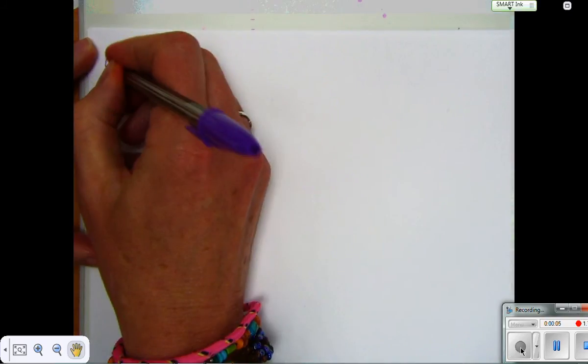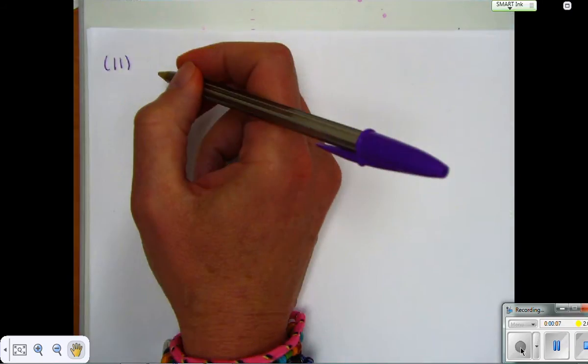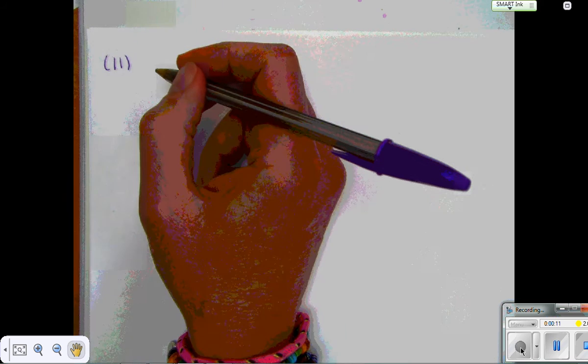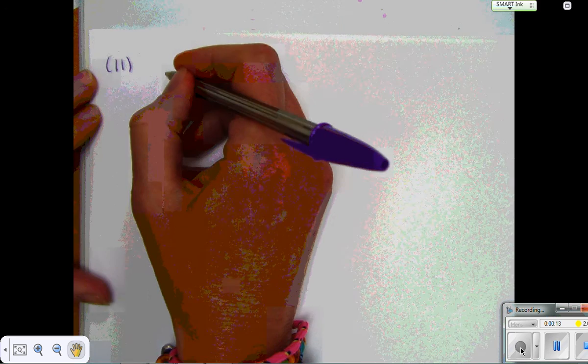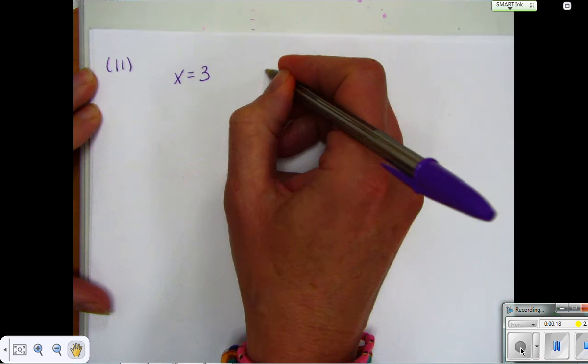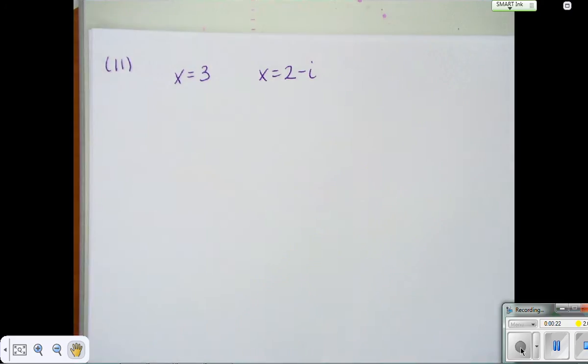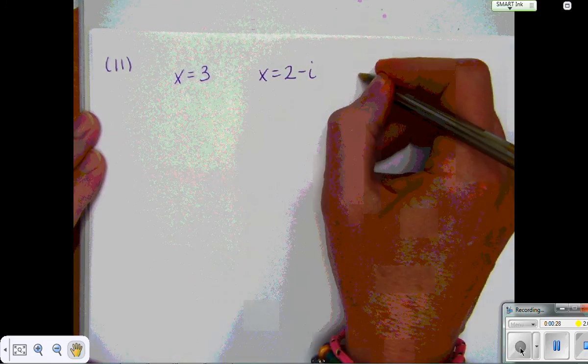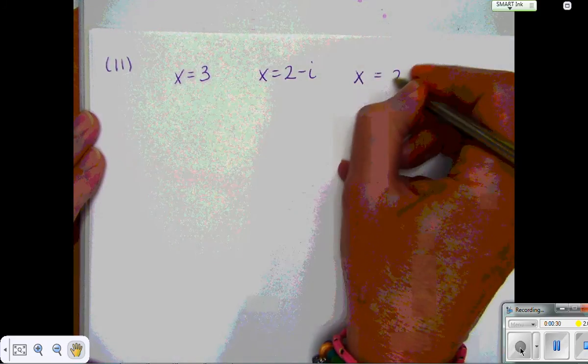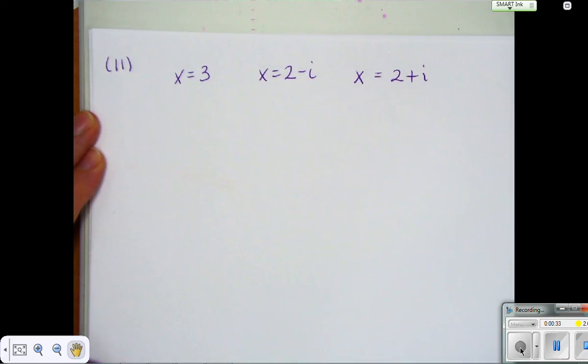Okay, let's look at number 11. Write a polynomial function with least degree and integral coefficients whose zeros include the following. So we have x equals 3 is one place it crosses the x-axis. x equals 2 minus i is another place. Since they've given us a complex number, 2 minus i, I need to add the conjugate of it, x equals 2 plus i, just like we did for number 10.